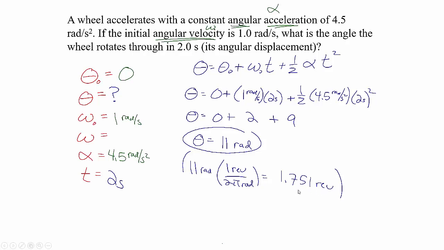We often might be asked to switch our answer to revolutions because that is a little bit easier for people to understand. If I say that a wheel has turned 1.5 times, or 2 times, or 4 times, that's easier to understand than saying that the wheel has turned through 6.28 radians, which would be 1 rotation. People have an understanding of revolutions. People don't have as good of an understanding of how much 11 radians is.